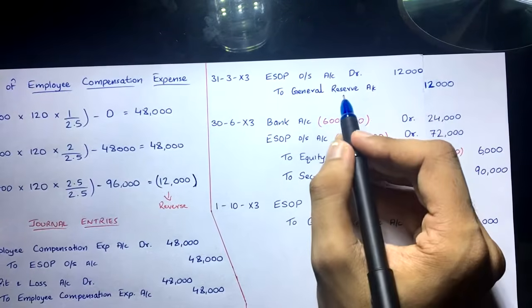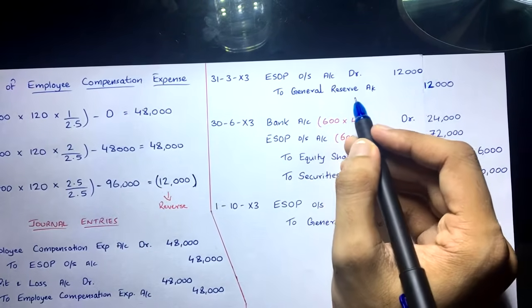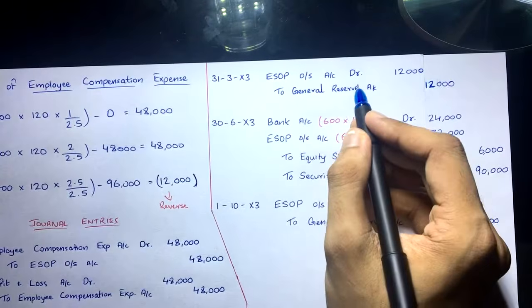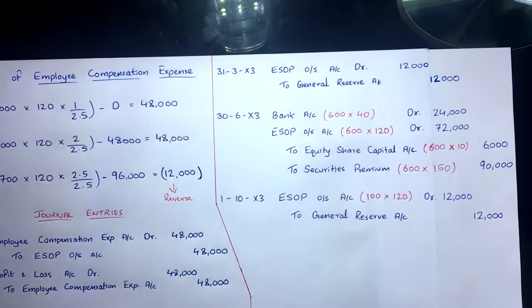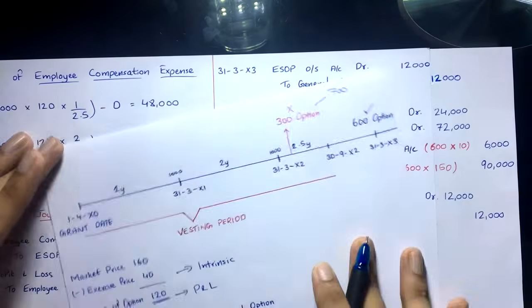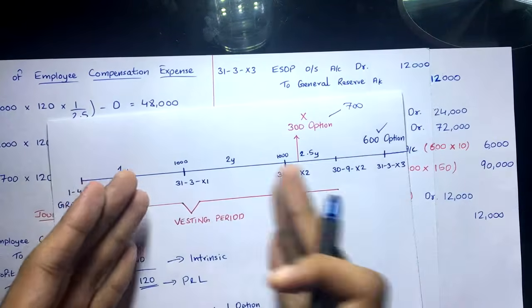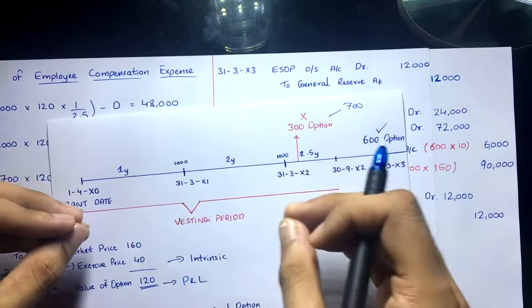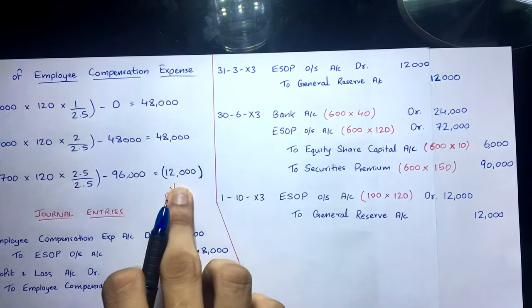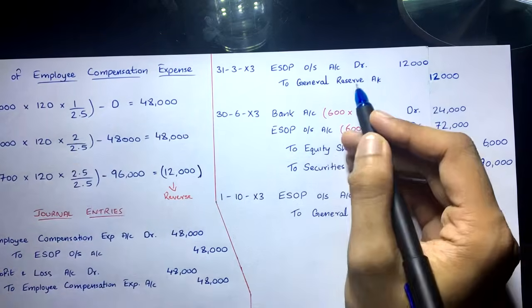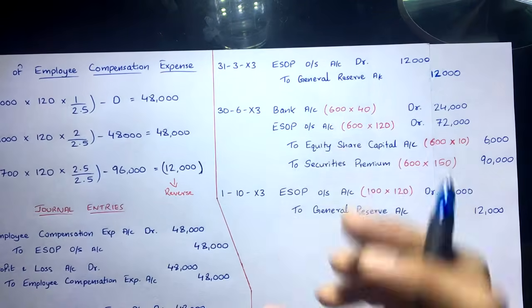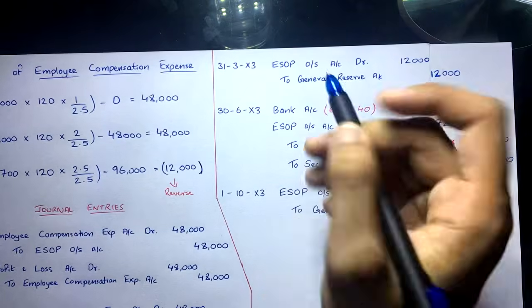That's what our ICAI study material does. The guidance note says you have to transfer it to the profit and loss. Let me just clarify this. Whenever the options lapse in the vesting period and we get these negative figures, according to the guidance note we have to transfer it to profit and loss. But the study material doesn't do that. The study material transfers that to general reserve.